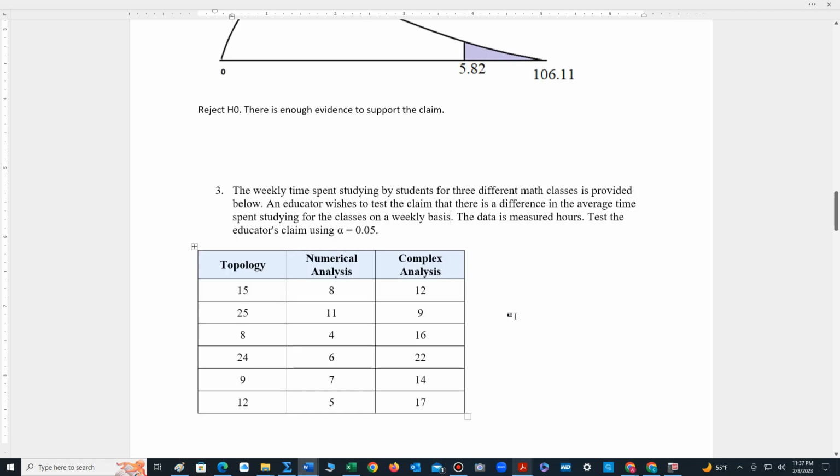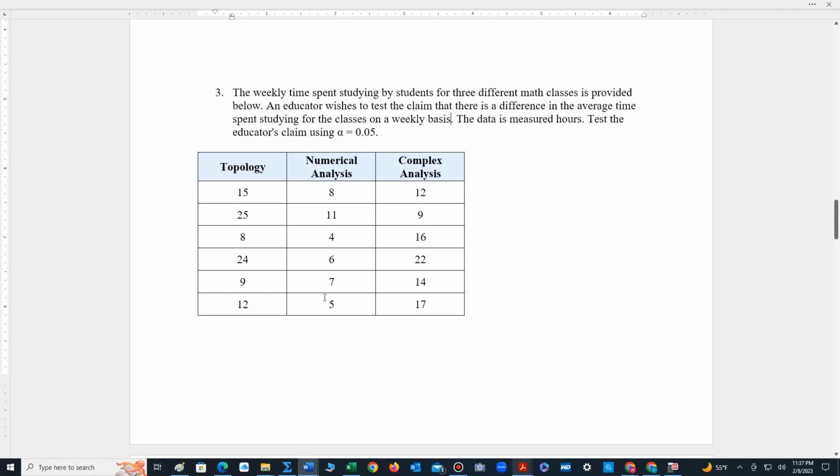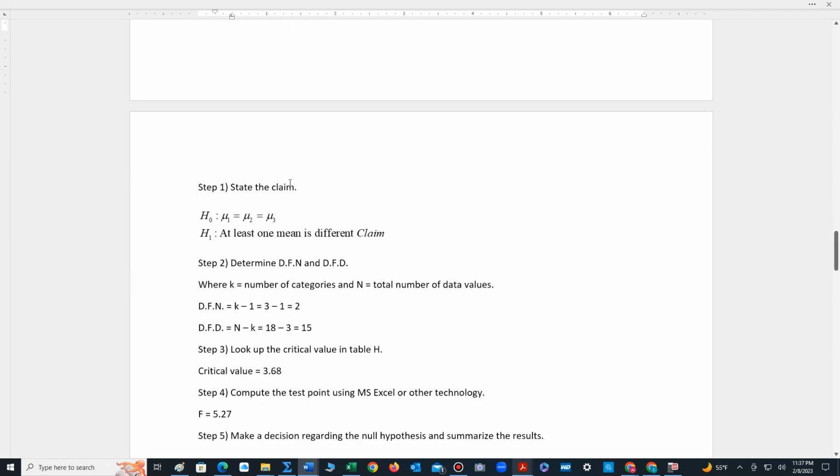Test the educator's claim. So we have our 3 classes: topology, numerical analysis, complex analysis. We've documented the time spent by students studying for those classes. And since we're comparing 3 means, we have to use ANOVA, analysis of variance. So step 1 is we state the claim. H naught is that all 3 means are equal. H sub 1 is at least 1 mean is different, and that's our claim.